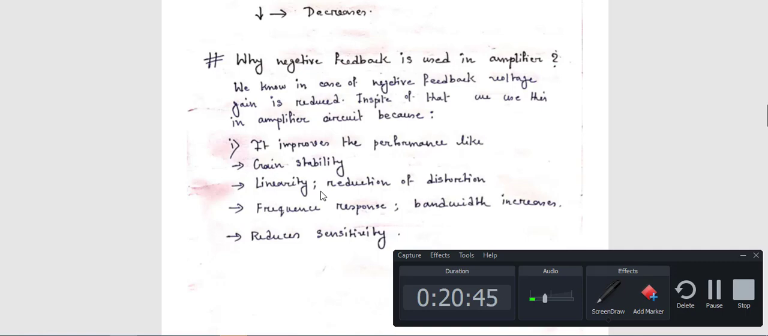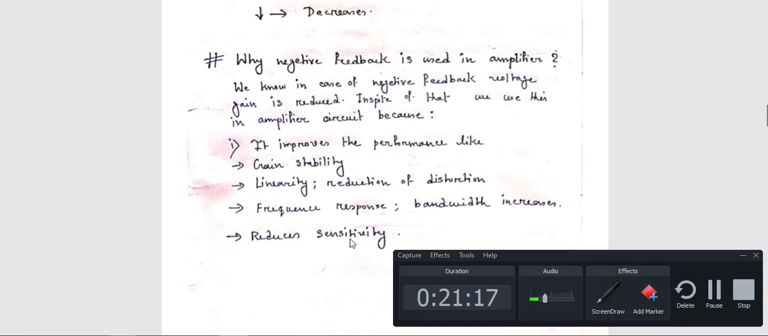Linearity means you can say it satisfies the equation y is equal to mx. So if any system satisfies linearity, that means there is no non-linear equation or non-linear distortion. So it is okay for that circuit. That means you can say using this negative feedback amplifier circuit, linearity increases. That means reduction of distortion. Distortion means non-linear quantity. Again, another advantage of negative feedback amplifier is frequency response.